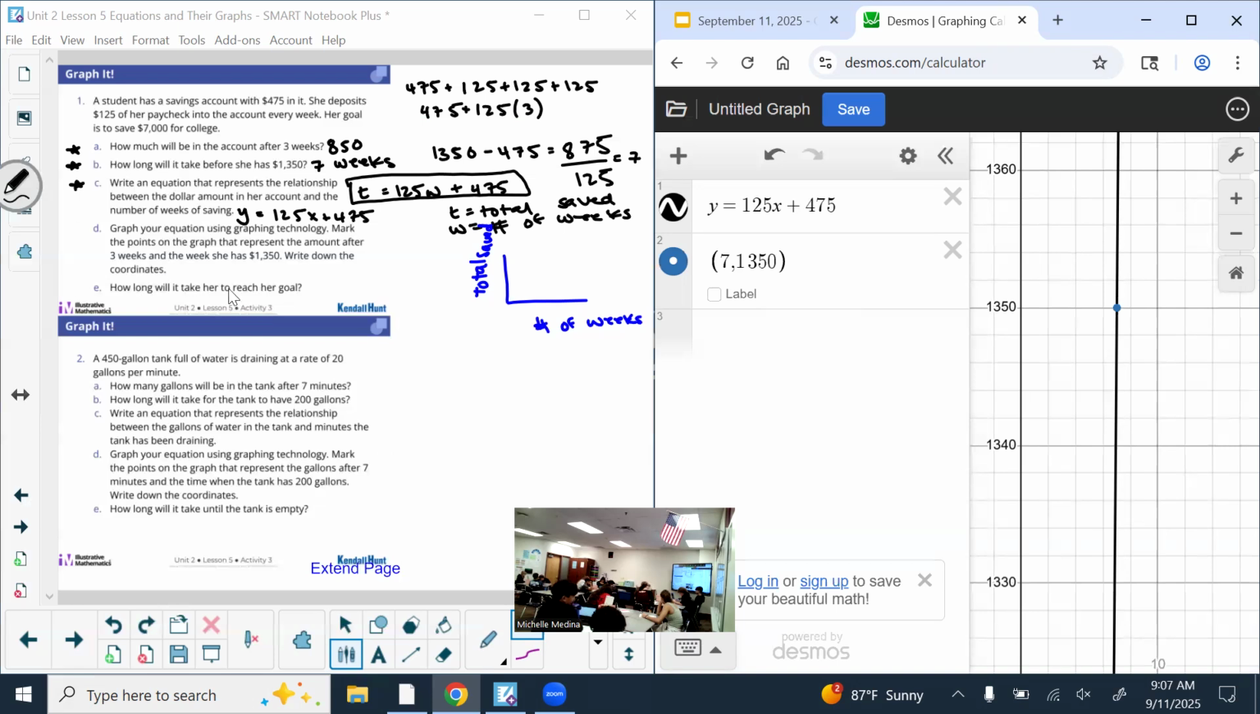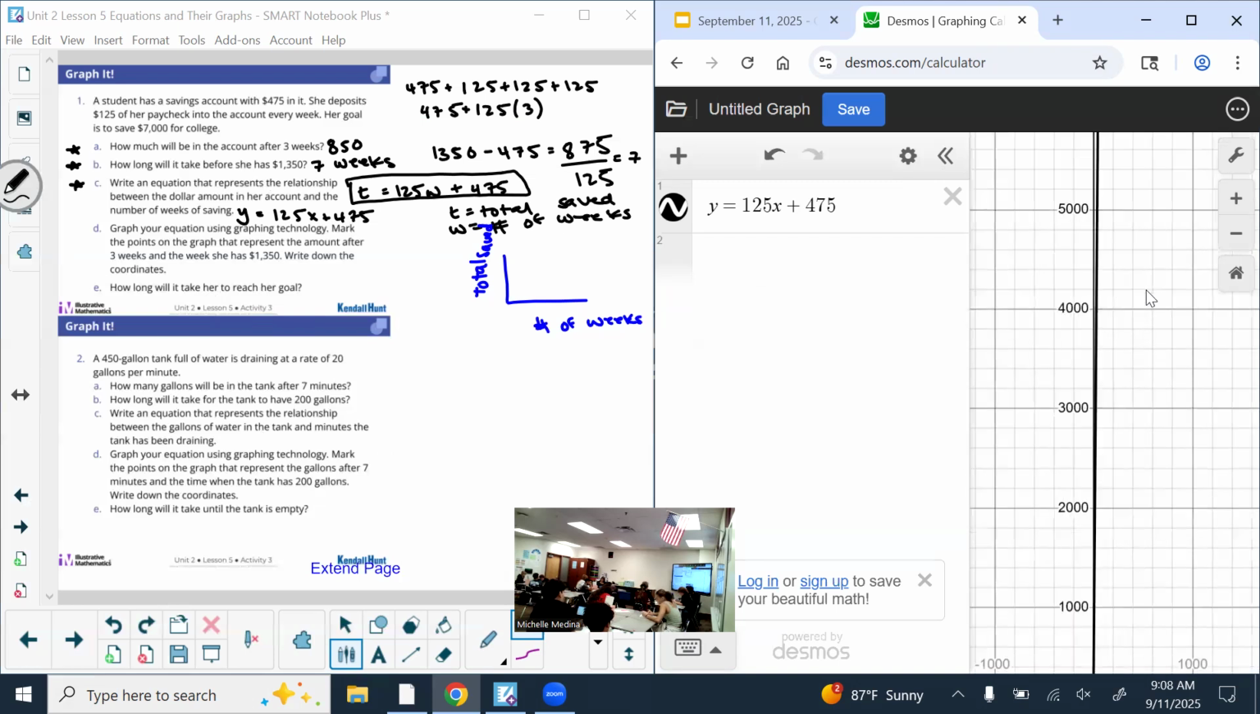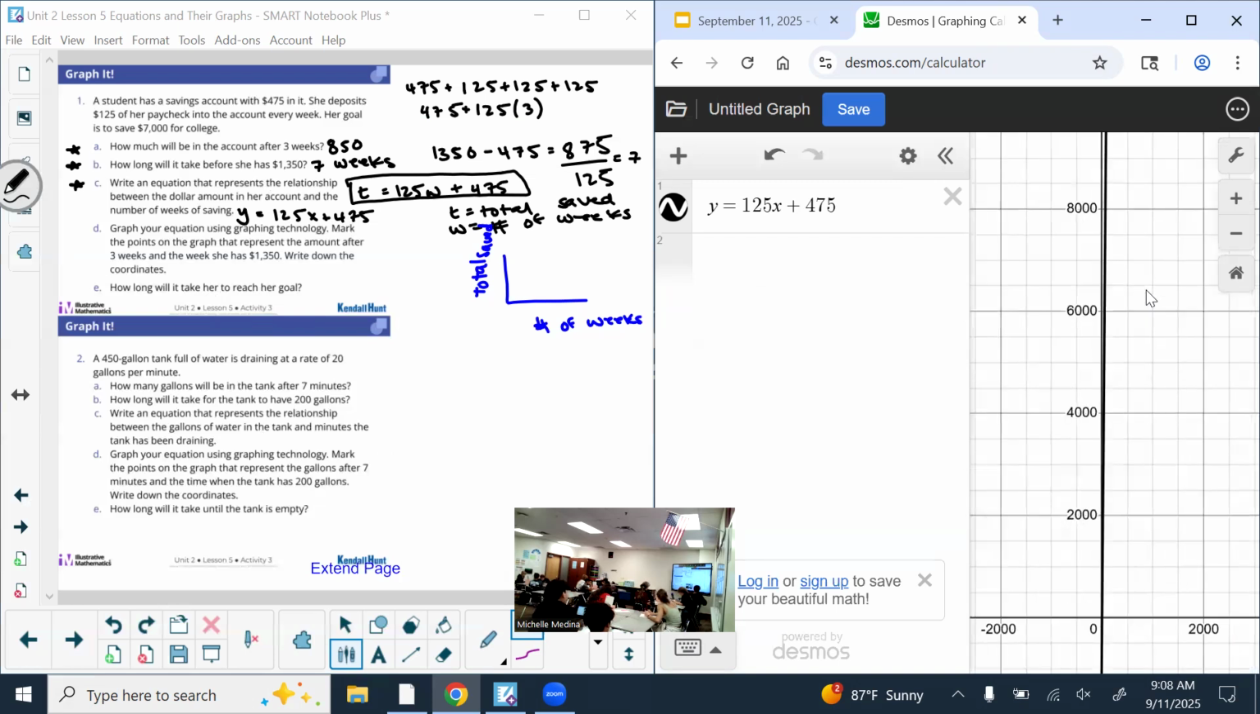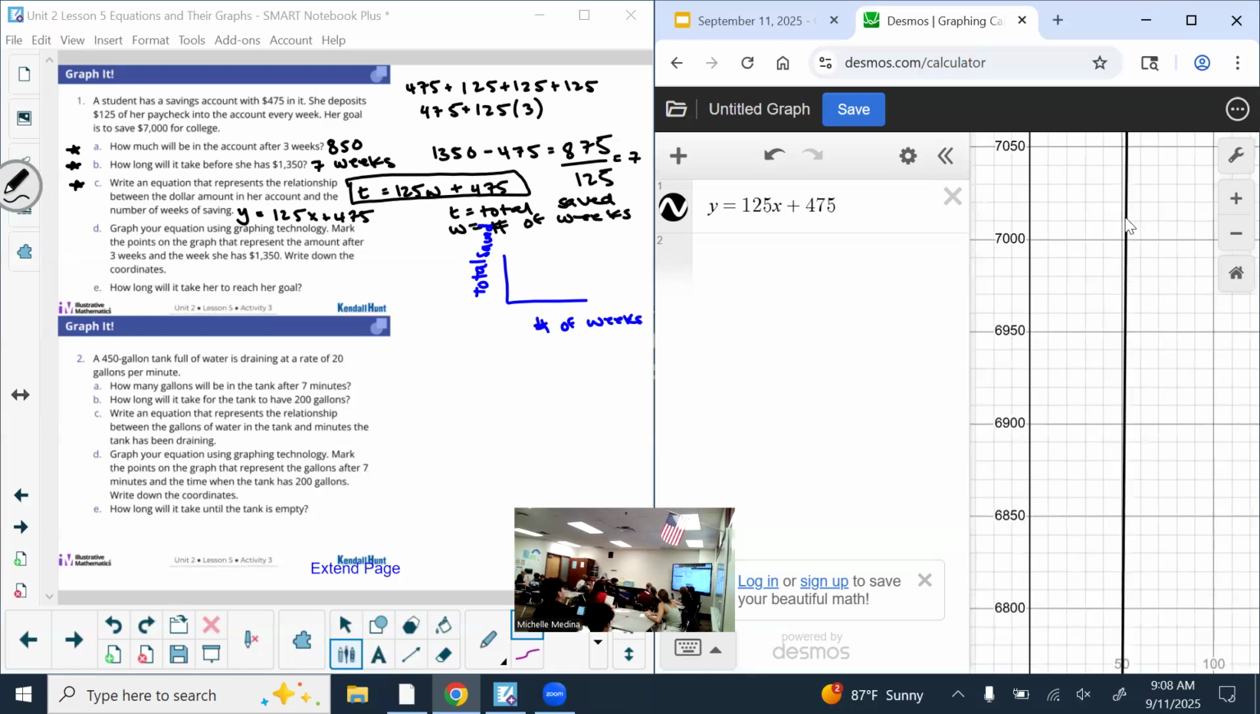Now, for how long it will take to reach her goal? Well, what was her goal? 7,000 saved. So I could also use this to zoom out, find 7,000 on the Y because it would be dependent, right? How much she has saved depends on how many weeks have gone by. 7,000 is way out here, so I had to zoom out. I can zoom in to where I can click on the line and drag to where it's 7,000 exactly. Let's see if it lets me. Oh, there you go. Everyone see that?